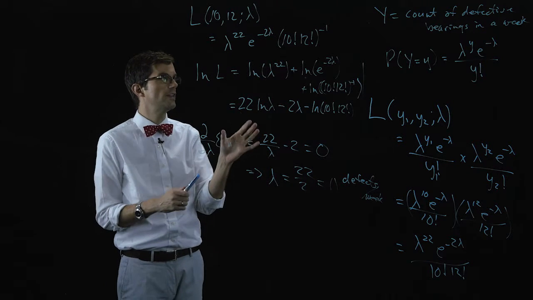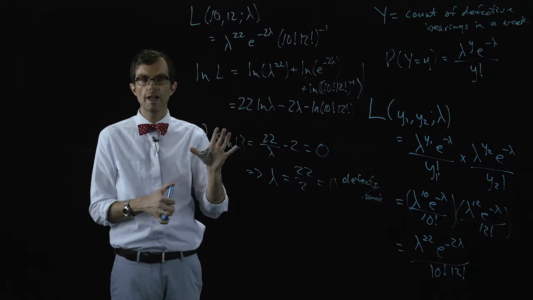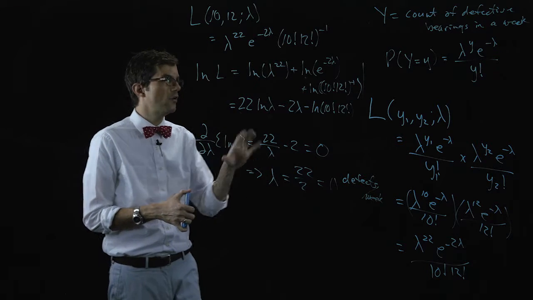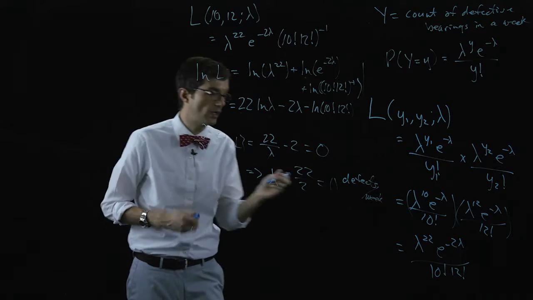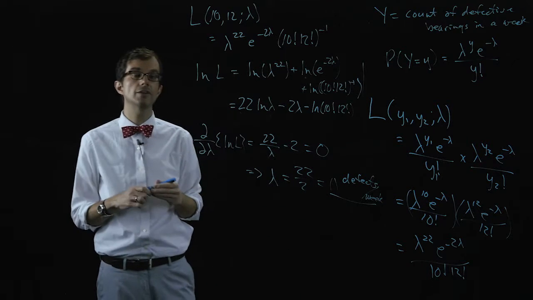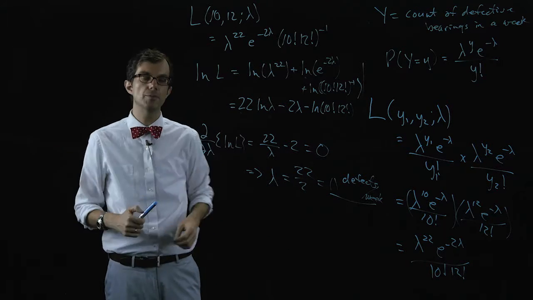So this is us working out the method of maximum likelihood for a particular small example of a Poisson distribution. And so 11 is the maximum likelihood estimate based on that sample of size 2.